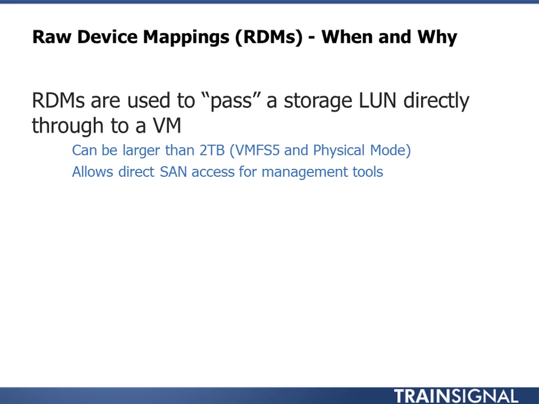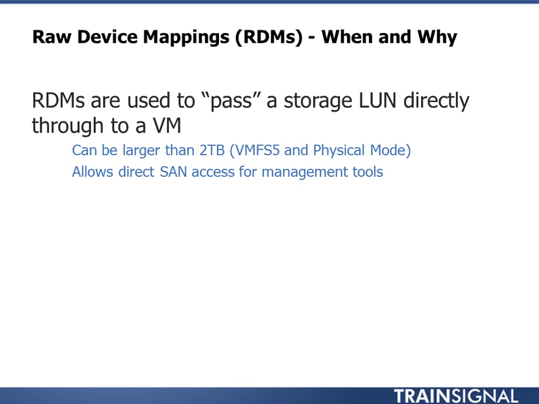But with an RDM, you can take that LUN and pass it up to a VM directly so it has access and sees that raw device. That's why it's called a raw device mapping. There aren't a whole lot of reasons to do this anymore. They can be larger than 2 terabytes on VMFS 5 in physical mode, and we'll talk about the modes in a second. They also allow direct SAN access for management tools.